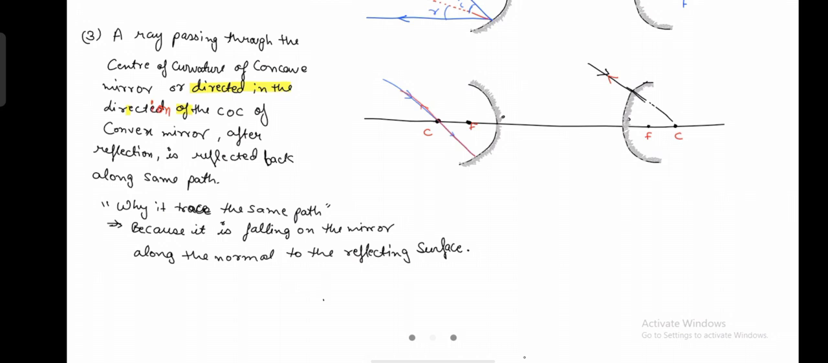So what is happening in both of these cases? The line is passing through the center of curvature, and after reflection, the reflected light will be passing through the same point. Now, if someone asks you why this is happening, then your answer should be because the incident light which is falling is coming along the normal to the reflecting surface. If there is any point something like this, and this is the normal, if the incident light is coming along the normal, then it will be going through the same point, something like this. Now let me quickly copy it so that we can move to the next point.